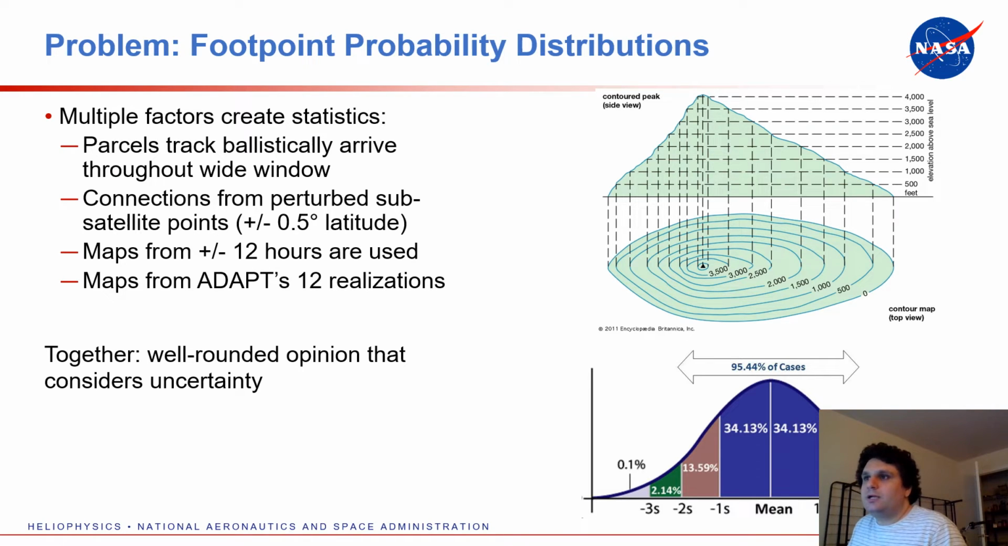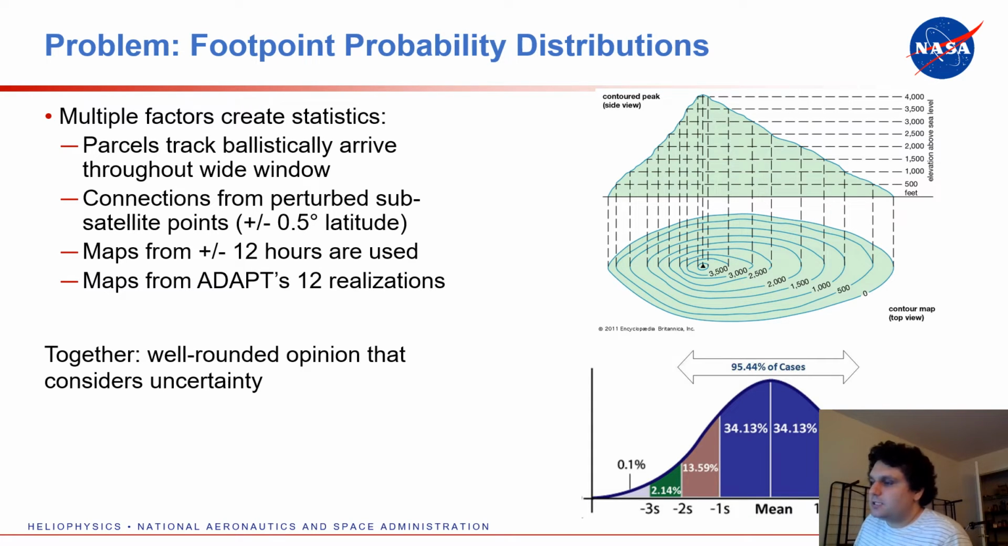Also, when we have that ring of sub-satellite points, which we launch particles from on the outer boundary of the model, we perturb those up and down by half a degree in latitude to have some variation in that uncertainty. We use maps from plus or minus 12 hours for the same reason of coming a little too soon or a little too late. And then we have 12 realizations from ADAPT's magnetogram input. And what we hope is that together this has a well-rounded opinion that considers uncertainty from the multiple sources to have a broad opinion on the footpoint probability distribution.